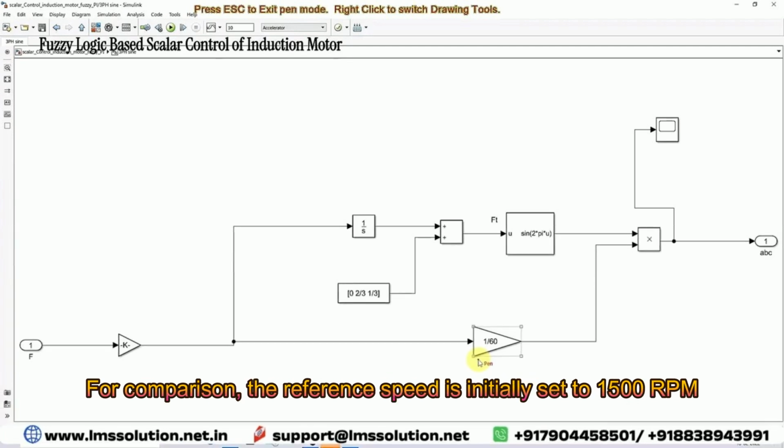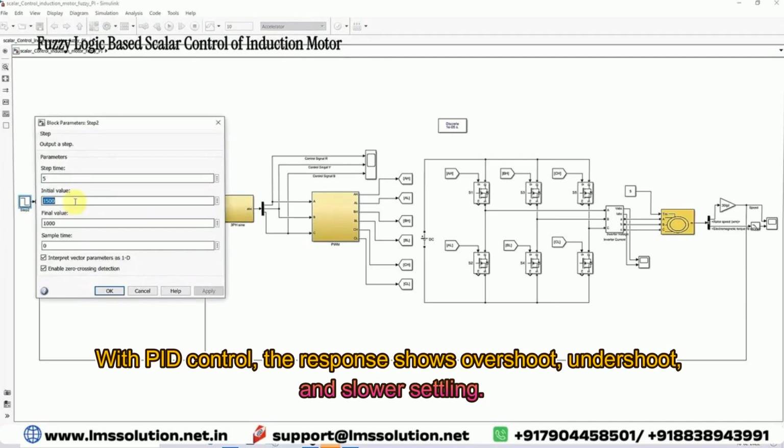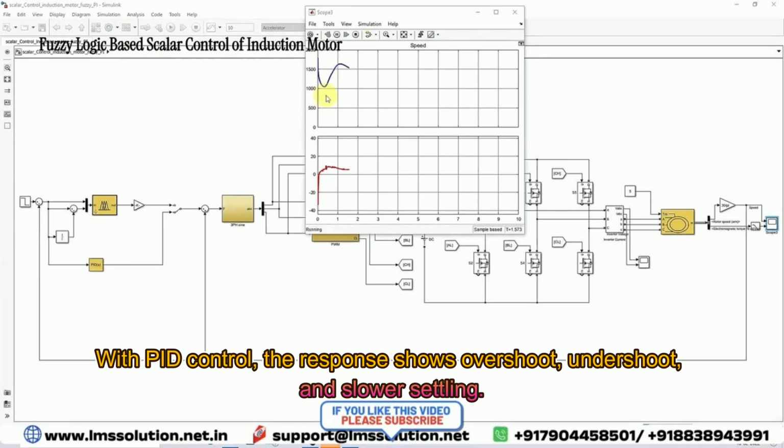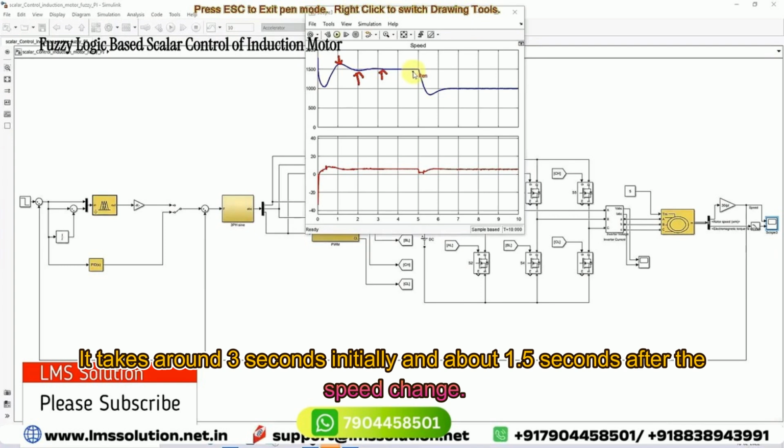For comparison, the reference speed is initially set to 1500 RPM and then changed to 1000 RPM after 5 seconds. With PID control, the response shows overshoot, undershoot, and slower settling. It takes around 3 seconds initially and about 1.5 seconds after the speed change.